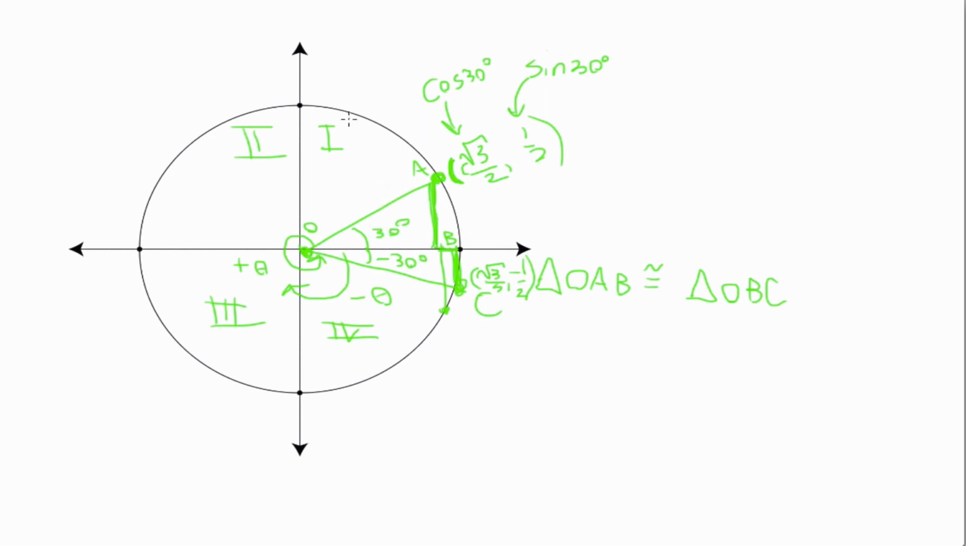So we get positive x, positive y; negative x, positive y; negative x, negative y; and positive x, negative y. So the unit circle is just a really useful way to visualize sines and cosines and get an idea of what they really mean, and that it's really just part of the Pythagorean theorem. Thanks for watching.